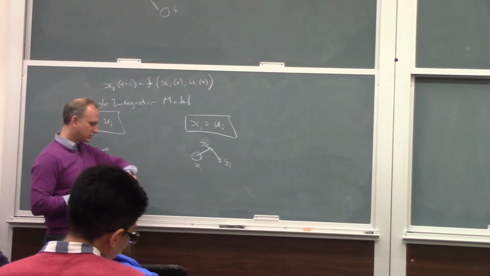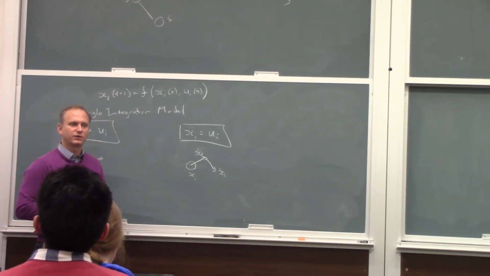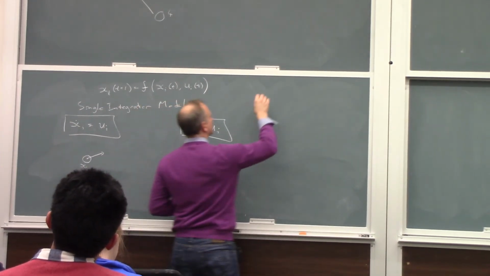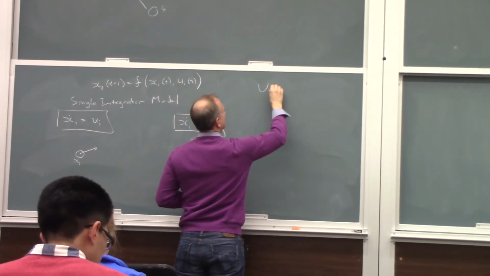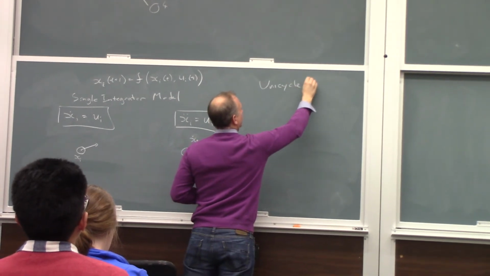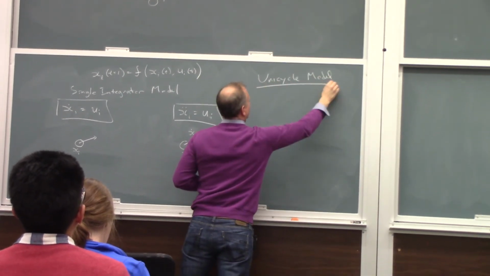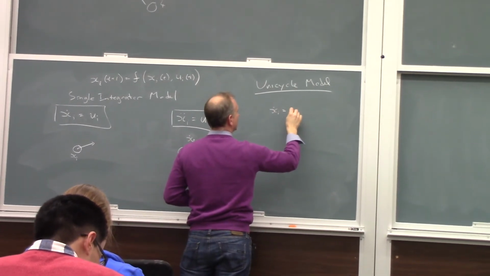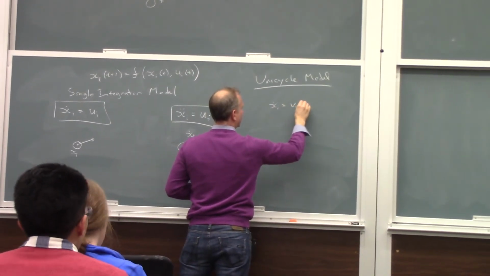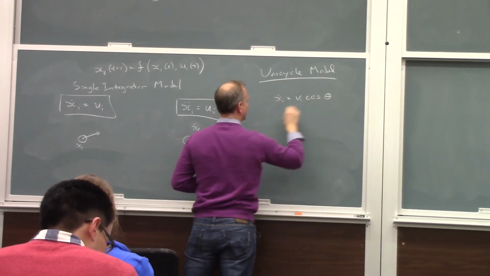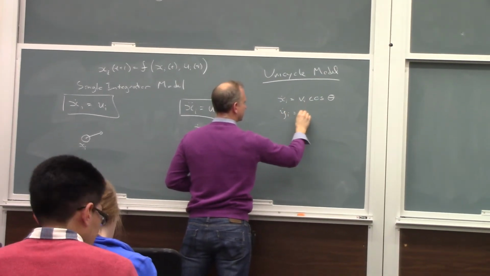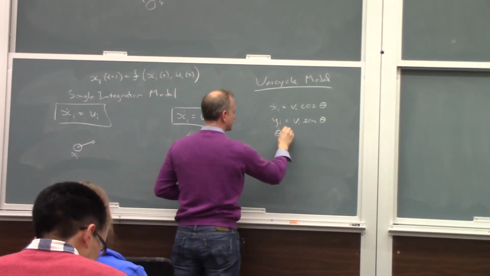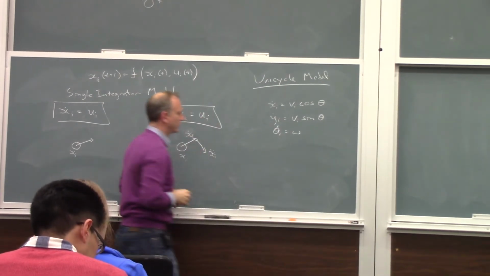We may occasionally be working with a common model for a differential drive robot, which is called the unicycle model, which looks like this. Xi dot is equal to Vi cosine theta. Yi dot is equal to Vi sine theta. And theta i dot is equal to omega.